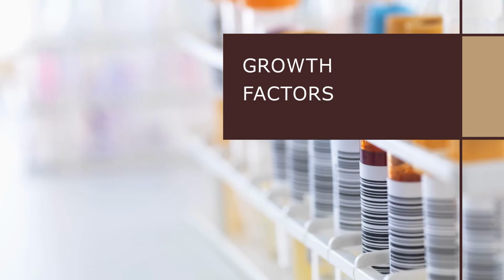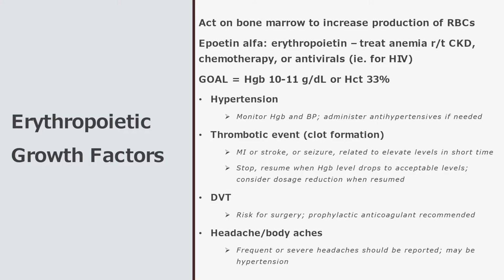Our next section is going to be growth factors. So erythropoietic growth factors act on the bone marrow to increase production of red blood cells. So these growth factors are going to act in a different way. So look at the effect. So I am taking erythropoietin to increase my red blood cells in this case, right? So this is going to be to treat anemia related to chronic kidney disease, chemotherapy, or antivirals, such as for HIV.